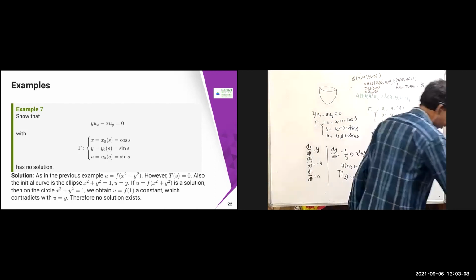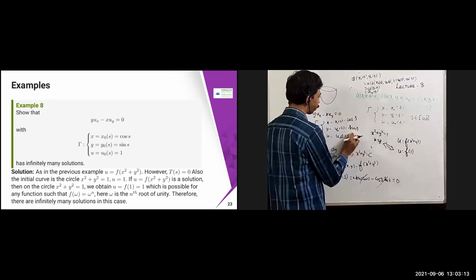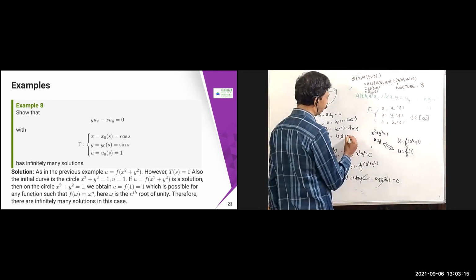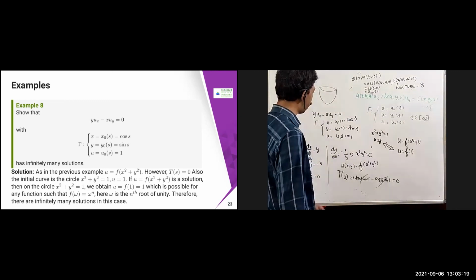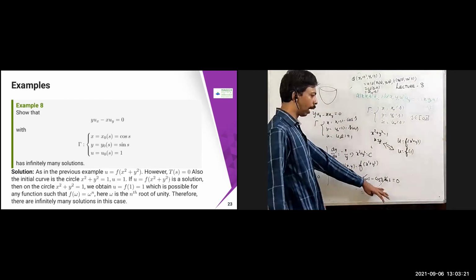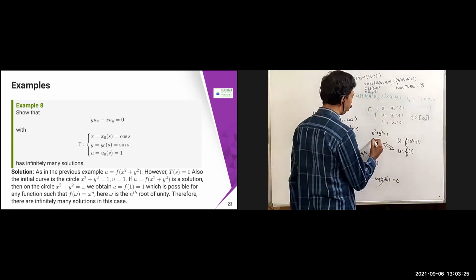Okay, one last problem, then we will complete. Now I'm just changing this one. Instead of this, I'm just going to put it as 1. So if I put it as 1, then in this case again the same thing: this is going to be 0, and here this is going to become u equals 1.